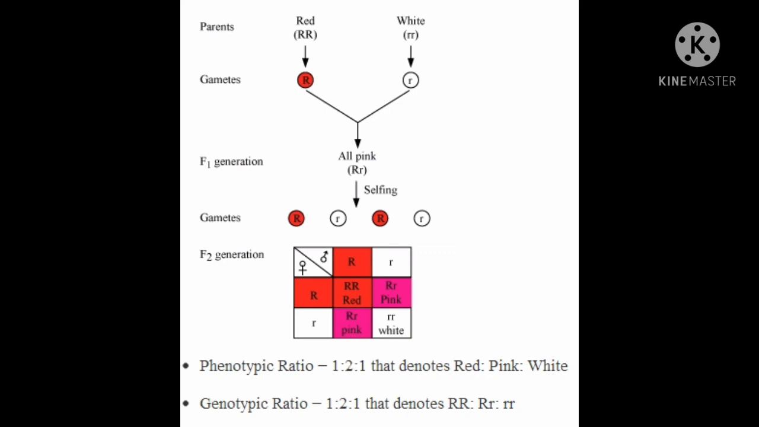Phenotypic as well as genotypic. Phenotypic, that is the observable character: one red, two pink, one white. And genotypic: RR 1, Rr 2, and rr 1. So 25% RR and 25% rr. In incomplete dominance, the intermediate product, pink color, is formed in the F1 generation. And in the F2 generation we got both the parents in 25%, red as well as white. So this is all about incomplete dominance.